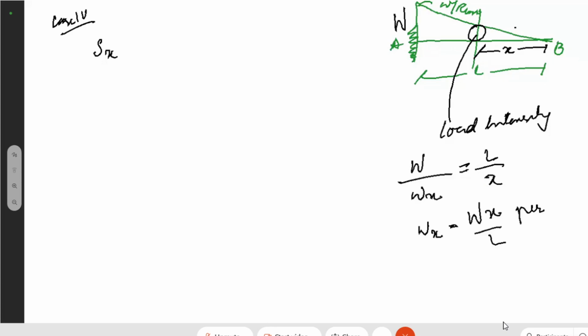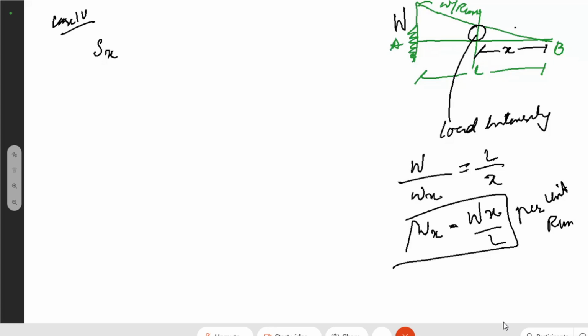This will be per unit run, per unit meter, or we don't have a specified meter here. That is why we say per unit run. So this is the intensity of the load at point X. And we also know the total load acting for the distance between the points X A and X B. What will be the total load?